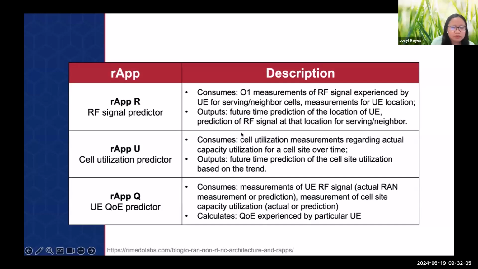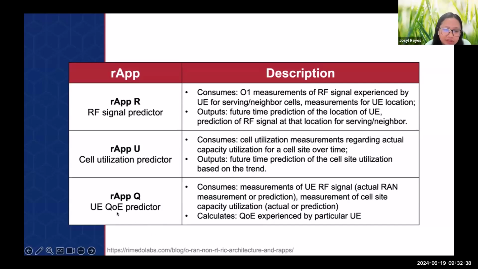So marami pang ibang R apps, like ito, no? Cell utilization predictor. This one is like capacity utilization of the cell site, no? And to predict, maybe after some time, at this rate, will the base station be able to handle the certain demand of that location? Or dapat na bang mag-prepare for expansion? Something like that, no? This would be quite good for network design and planning.